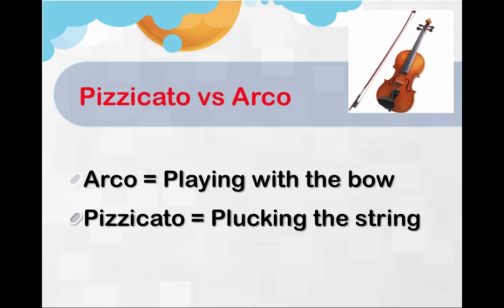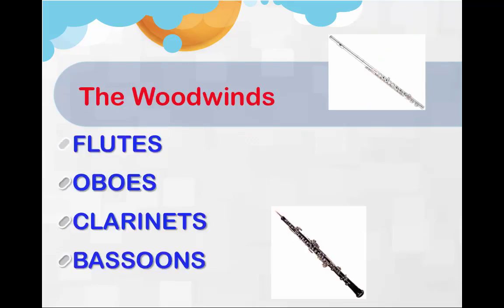And what's the one string instrument that always has to pluck and never uses the bow? Of course, that's the harp. Right? And you have a photo of the harp in your textbook on page 16 on the bottom right. All right, so string instruments, and they play arco or pizzicato.